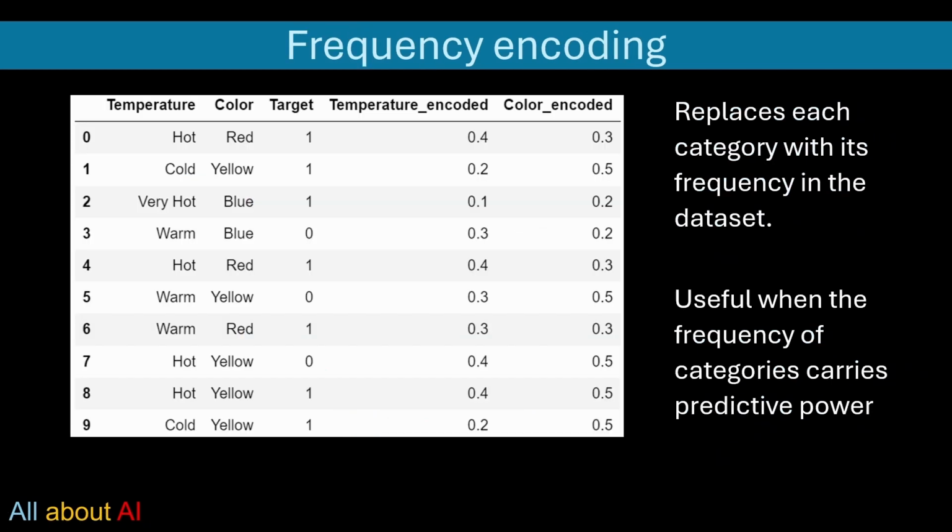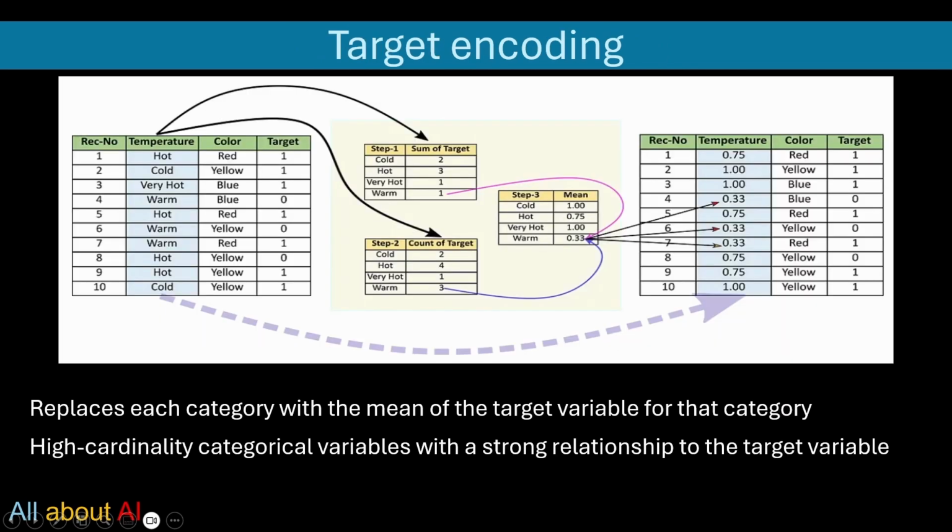Next, we have frequency encoding. So in this case, each categorical variable is replaced by its frequency in the dataset. So here you can see we have converted this data into frequency encoding. It's very useful when the frequency of categories carries predictive power. So in this case, since there are 10 data points, hot happened 4 times here, 1, 2, 3, 4. So 4 divided by 10. So it's 40% of the time it's happening. So it's 0.4. Similarly, all these are calculated.